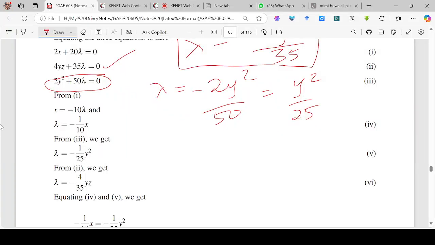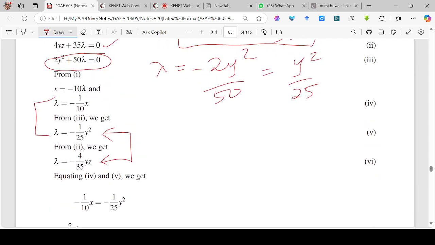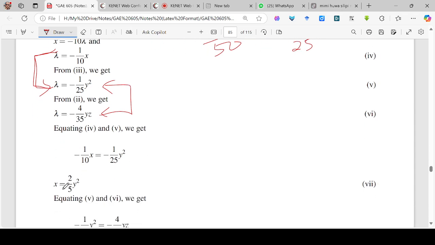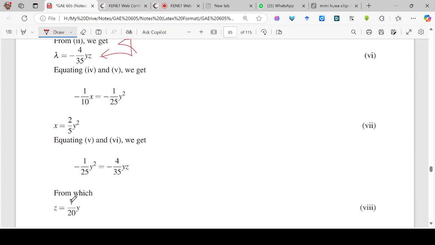By equating these, for example, any two of them: if we equate the first and the third, we get minus 1 over 10x equals minus 1 over 25 y squared, so that x becomes 2 over 5 y squared. And when we equate the other two, we get another equation from which z equals minus 7 over 20y.